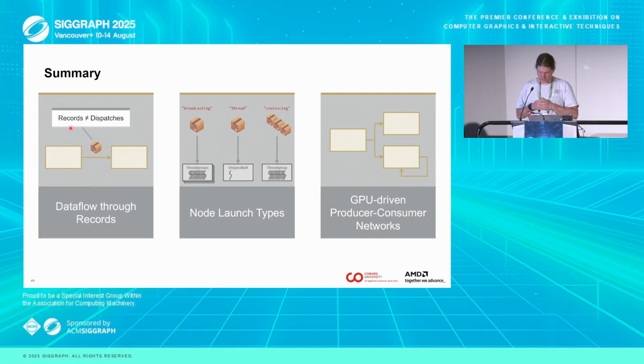What we have observed when teaching work graphs is that there's a common misperception that records are dispatches. That's not the case. Records are not dispatches, but they eventually trigger dispatches. This is something that I've seen many people having problems with. So records trigger dispatches. They aren't dispatches directly. The specifics of these dispatches are specified by one of the three launch modes: the thread launch mode, the broadcasting launch mode, and the coalescing launch mode.